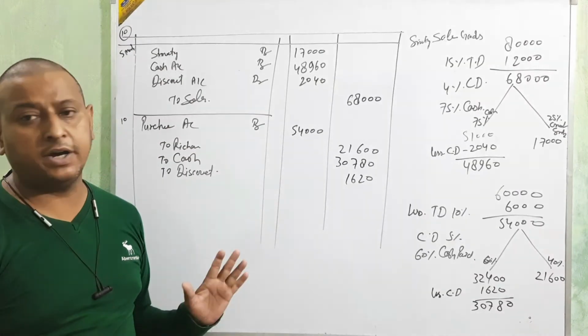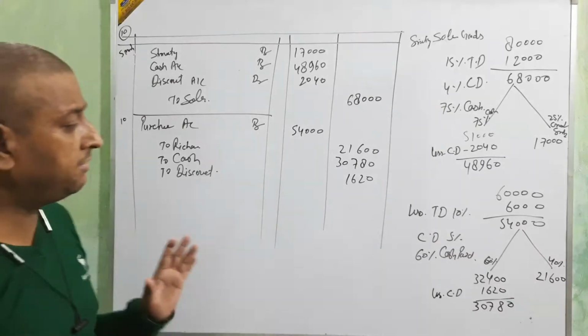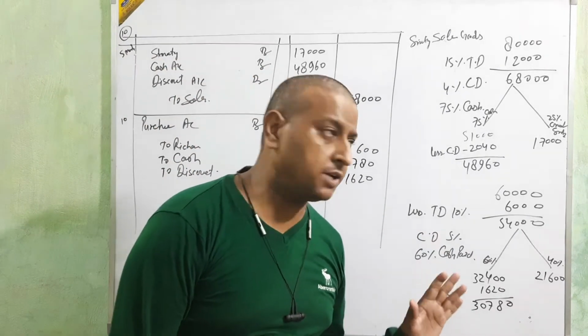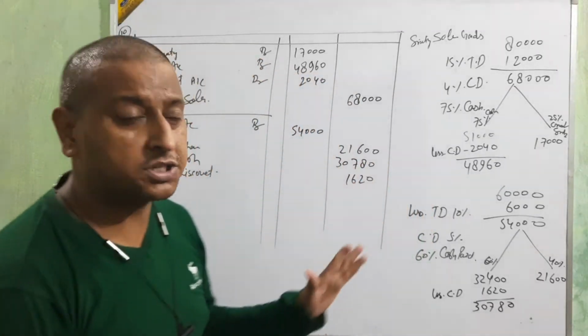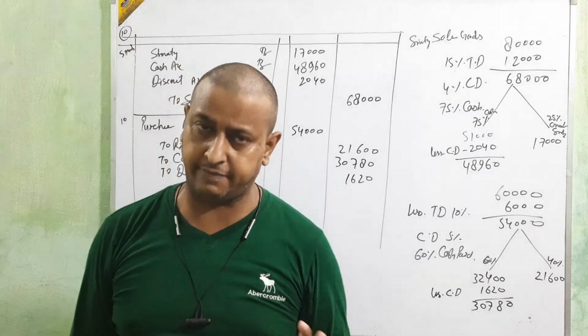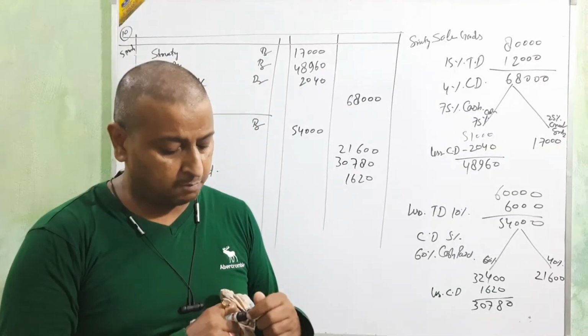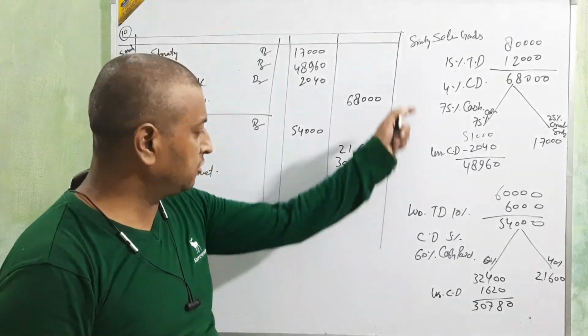This way we are going to use. This way we are going to use for the calculation of questions of this type where the cash and trade both discount is given. Okay, beta? Where the cash and trade both discount is given, then we are using this system.